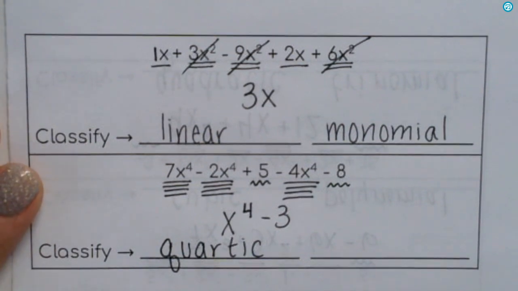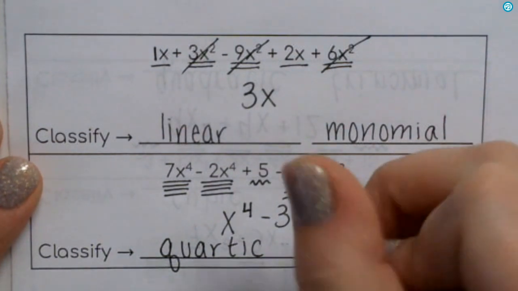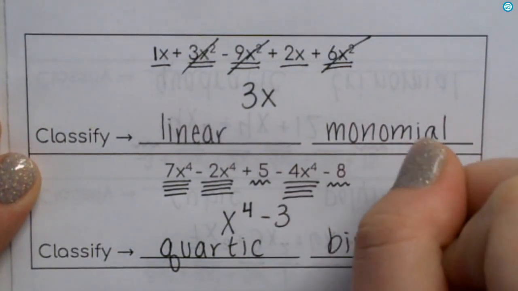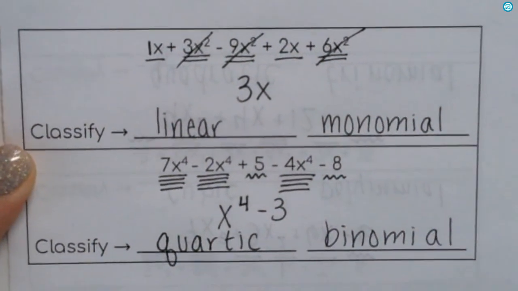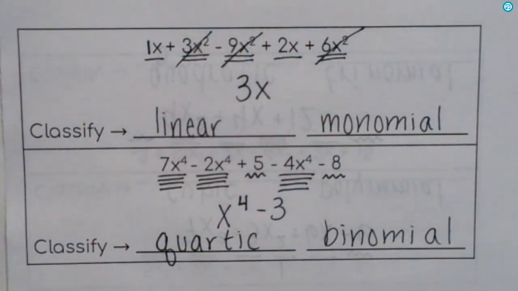And then 2 terms. What is 2 terms? Binomial. Binomial and trinomial are easy because you can just think about bi and tri. Those make sense.